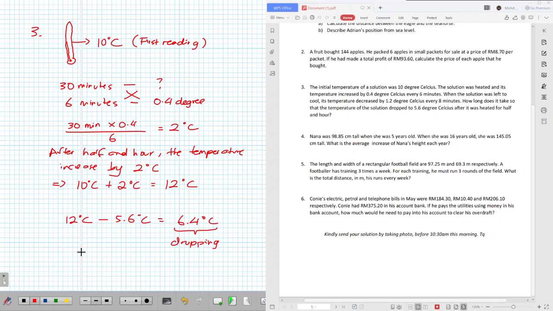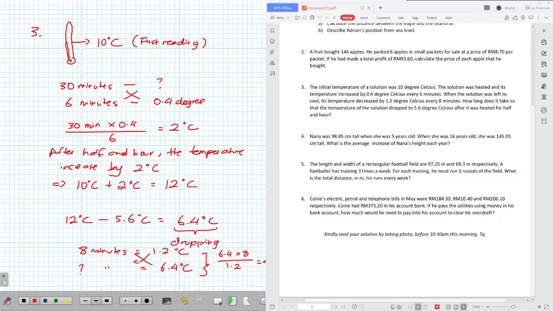From the question, every 8 minutes it is 1.2 degrees Celsius. So how many minutes does it take to drop 6.4 degrees Celsius? If we do the calculation here, we get 6.4 times 8, a cross multiplication, divided by 1.2. 6.4 times 8 equals 51.2, divided by 1.2 is equal to 42.67. So this is the minutes.